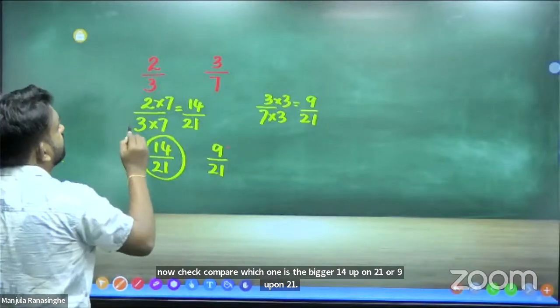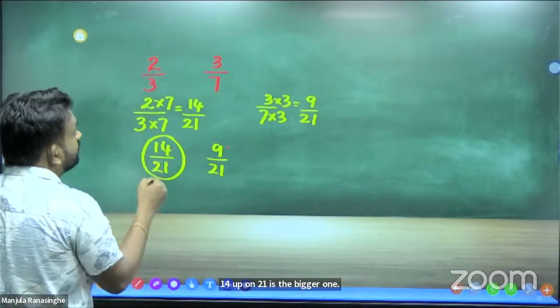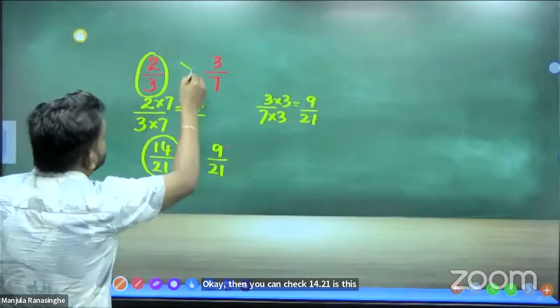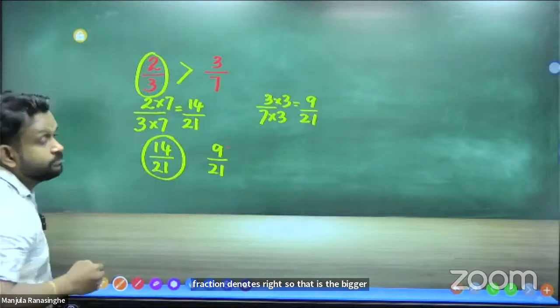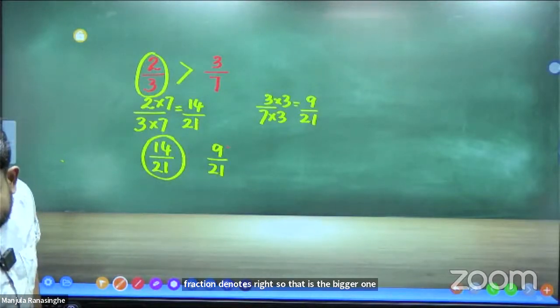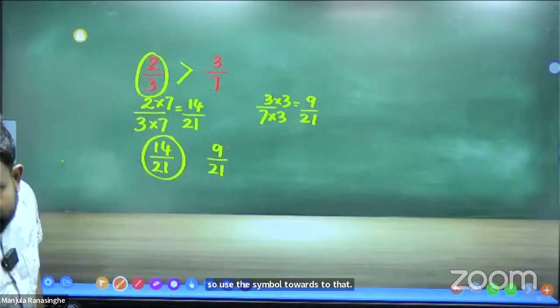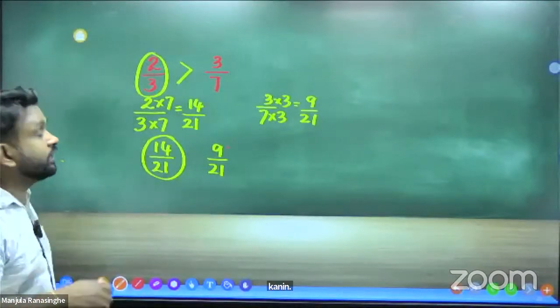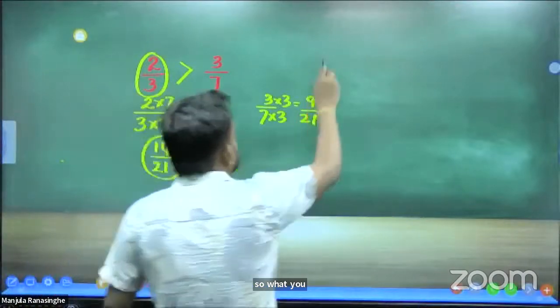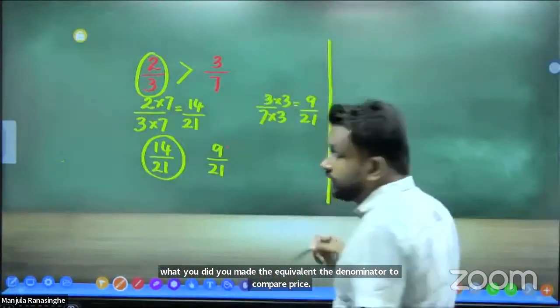Okay, then you can check what this fraction denotes, right? So that is the bigger one. So use the symbol towards that side. So what you did, you made the denominators equivalent to compare, right? Okay, then part 2 we have, check part 2.